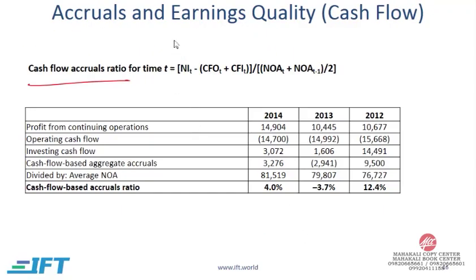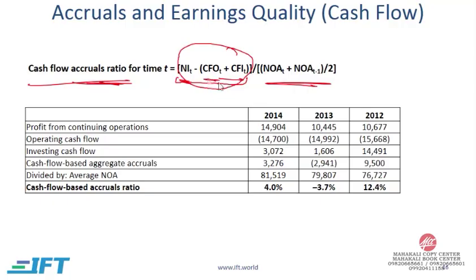Now let's come to the other type of accrual ratio, which is based on cash flows. And this is actually more intuitive. Here we look at this ratio divided by the average net operating assets. So the denominator is the same in both ratios. The numerator is different. Now this numerator is basically saying that we have net income minus the cash flow from operations and cash flow from investments.